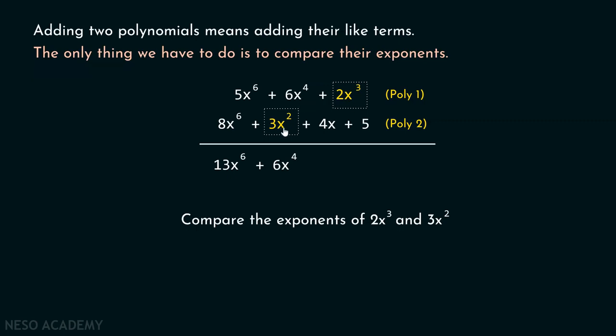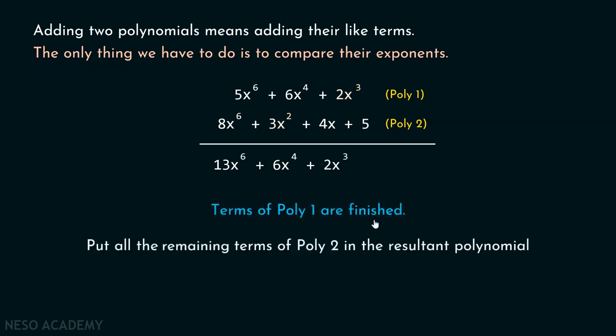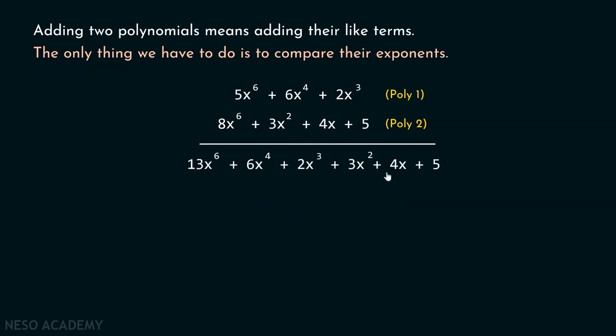Now let's compare these two terms, that is 2x cube and 3x square. You can clearly see this that 3 is greater than 2. Hence, we can add this term in the resultant polynomial. Now you can see that terms of polynomial 1 are finished. And this means that we will put all the remaining terms of polynomial 2 in the resultant polynomial, because 3x square cannot be compared with any other term in the polynomial 1. All the terms of polynomial 1 are now finished. That's why we will simply add all the remaining terms of polynomial 2 in the resultant polynomial. These are all the remaining terms, right? So we'll simply add them in the resultant polynomial.